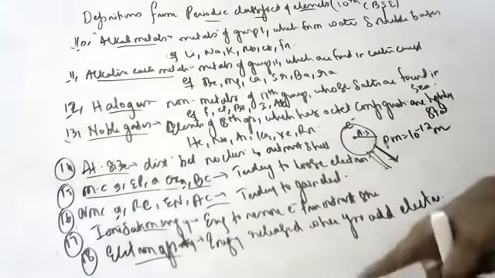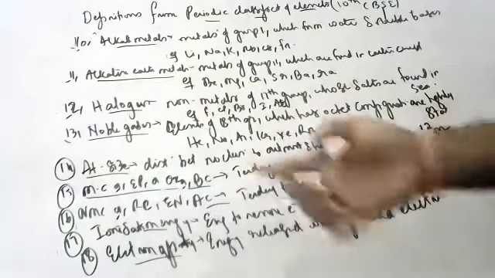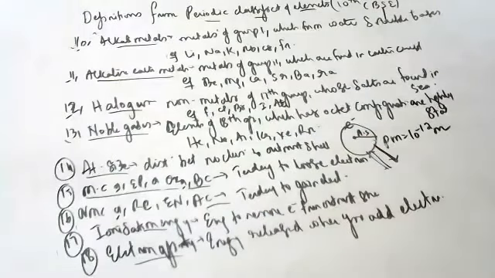This is energy required to remove an electron. This is energy released when you add an electron.